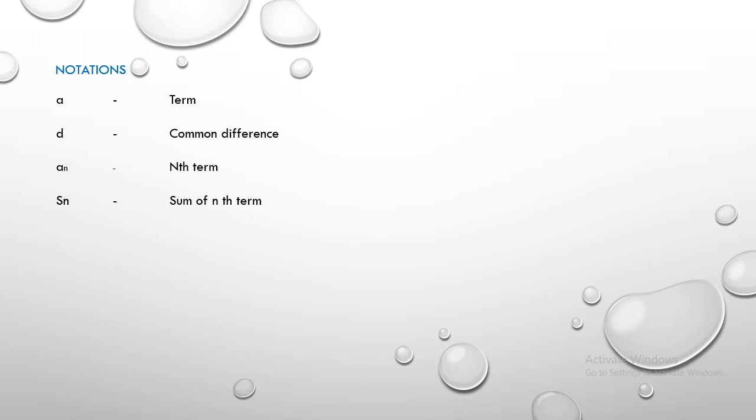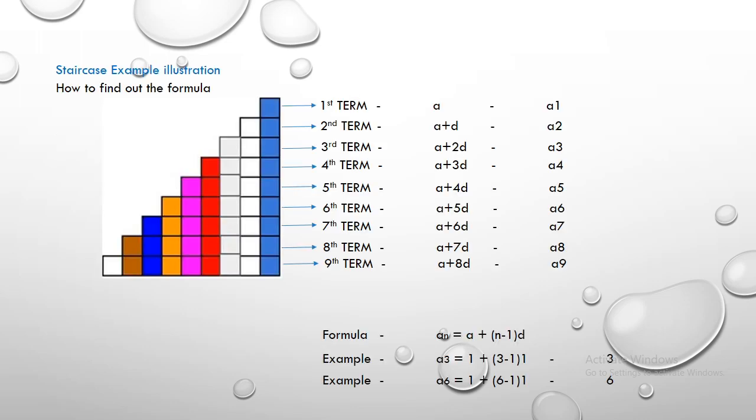Then we take AN, it's the nth term. If suppose we want to check what the seventh row contains, we find that out by means of the formula. That notation we call AN. Next comes SN. SN is nothing but, among all the steps, if we add them up, what will be the cumulative number? We call that the sum of n terms. We'll go to the next slide.